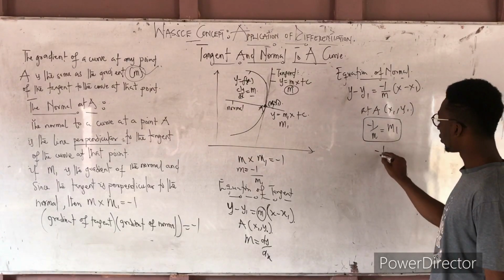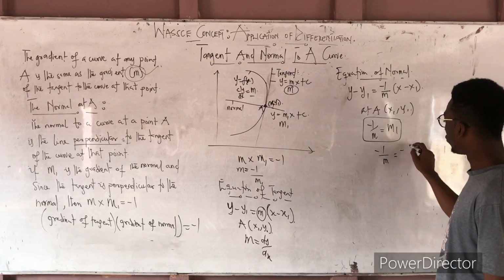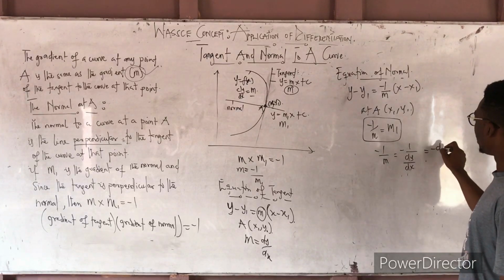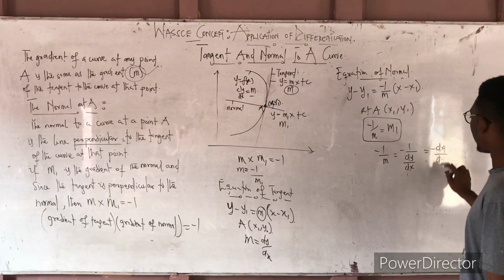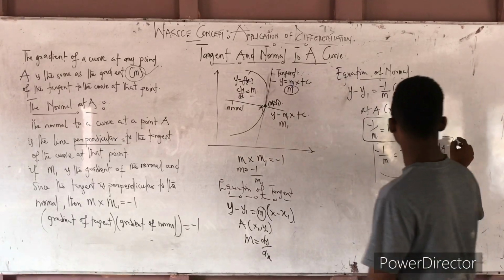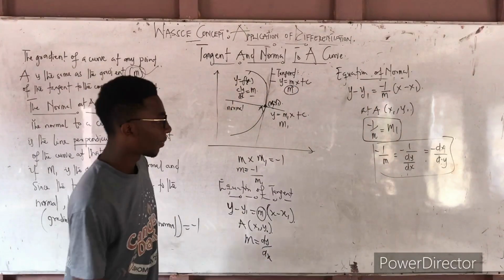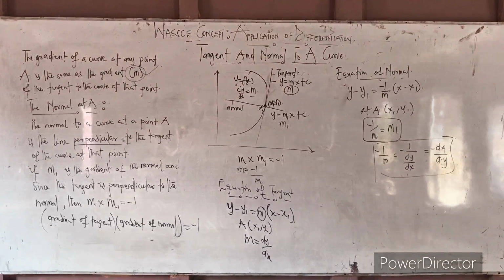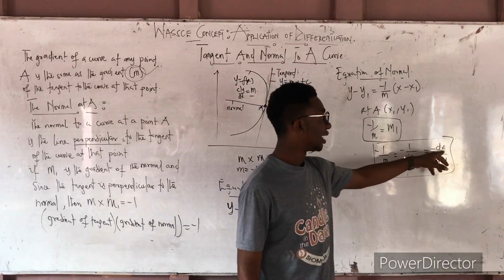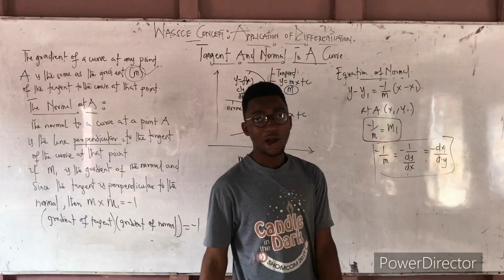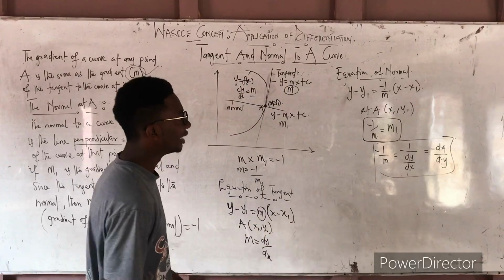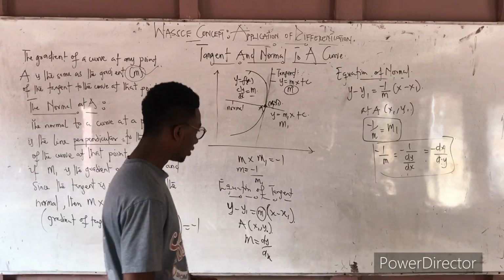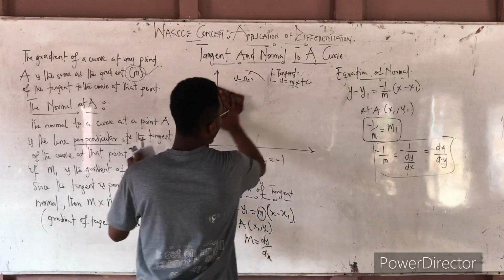So now negative 1 on m is the same as negative 1 on dy/dx, which gives you what? Negative dx on dy. Negative of what? The derivative of x with respect to y. So anytime you have a function equation, you can express it in terms of x with respect to y, and you find dx/dy, and that will give you the gradient for the normal to the curve. Okay, let's take two examples and see what we can do about that.